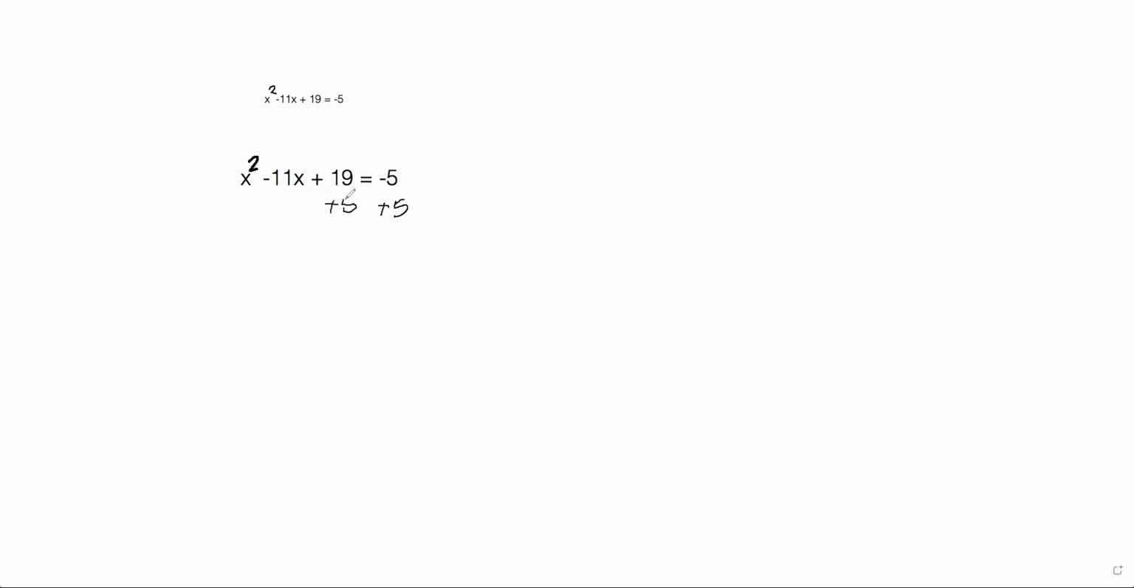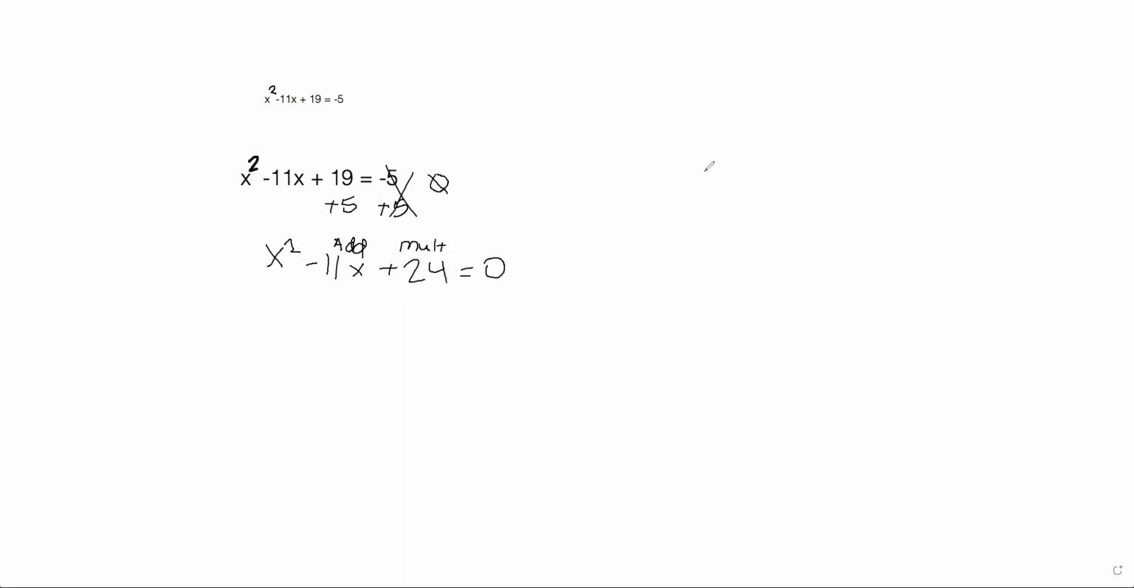We can do so by adding 5 on both sides. We get a 0 completely by itself over here. Very lonely. And then we have x squared minus 11x plus 19 plus 5, which happens to be 24, which happens to be plus 24, equals just 0. So let's find the solutions. Let's factor this thing. So we want two numbers that add up to negative 11, and we want two numbers that multiply to make a positive 24.